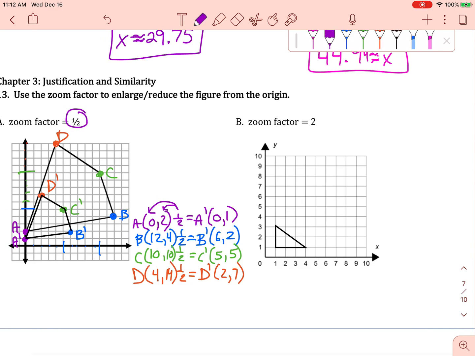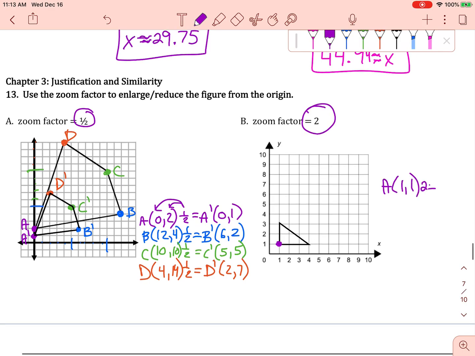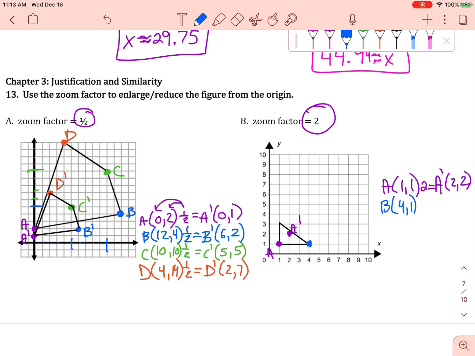With the next one, we have a zoom factor of 2. A zoom factor of 2 is going to make it twice as large. So again, this one's a nice graph because it tells me that A is at the point 1, 1. So when I multiply this by 2, A prime is going to be at the point 2, 2. So I'm just going to graph this as A and this as A prime. I have B, which is at the point 4, 1. Multiply that by 2. B prime, 2 times 4 is 8. 2 times 1 is 2. So it's going to be at the point 8, 2. So this B becomes this B prime. So you can see it got twice as large.